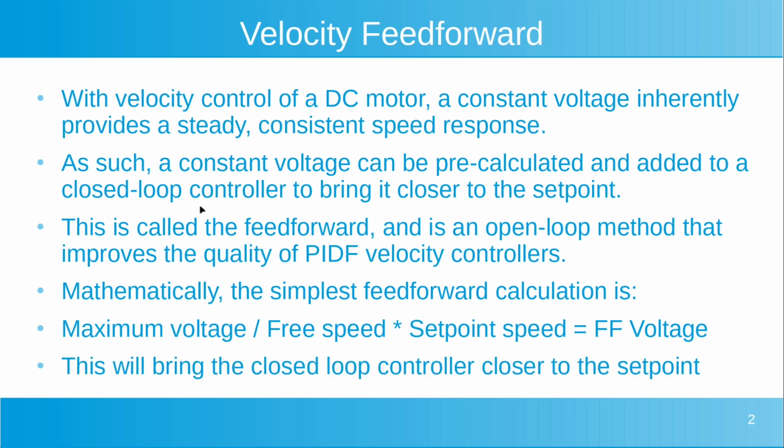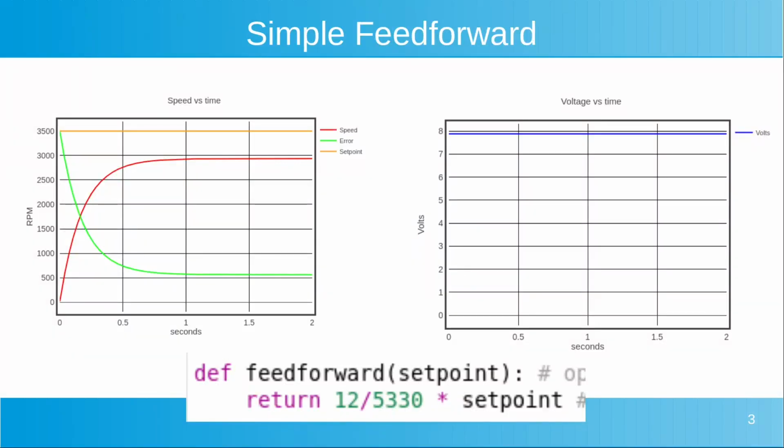This will bring the closed loop controller closer to the set point, which is very important, as I'll demonstrate soon. So here we have a simple feedforward. At the bottom you see I have a screenshot of the actual Python code that's used to generate the control output, just for clarity. But if you need a little more context about how this simulation was created, please watch the previous episode, Chapter 1 of Closed Loop Control, where I go a little more in depth into where the simulation comes from.